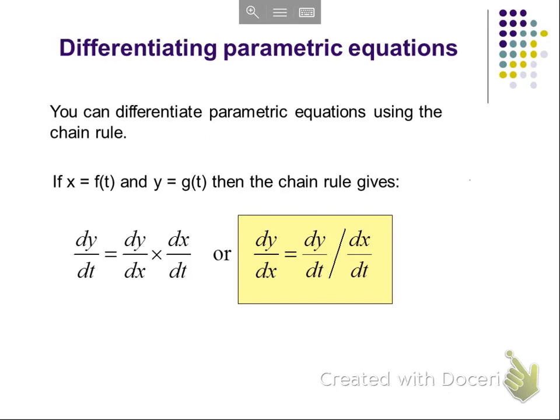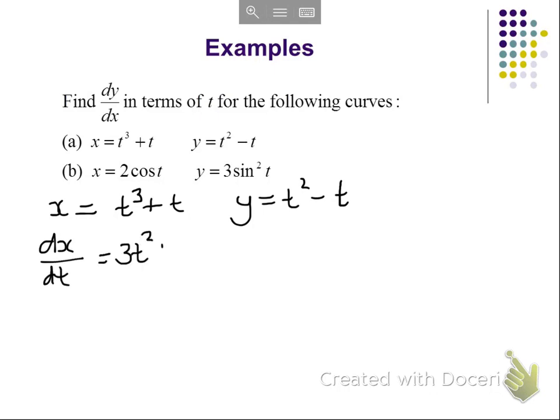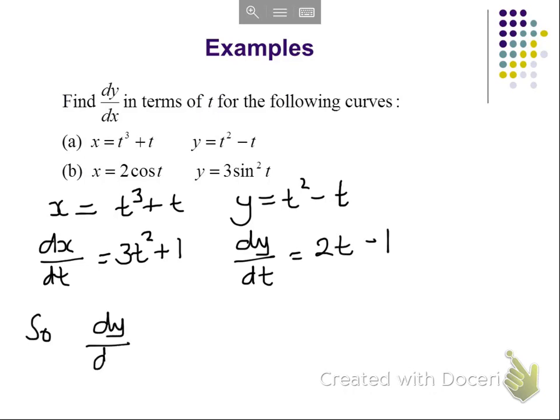We can also differentiate parametric equations using the chain rule. If we know what x is equal to, we can work out dx by dt, and similarly work out dy by dt and use the chain rule to work out dy by dx. So in our first example, if x equals t cubed plus t and y equals t squared minus 1, then dx by dt will equal 3t squared plus 1, and dy by dt will equal 2t minus 1. Therefore, dy by dx will equal (2t minus 1) over (3t squared plus 1).